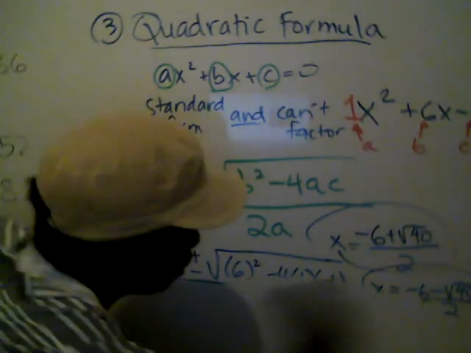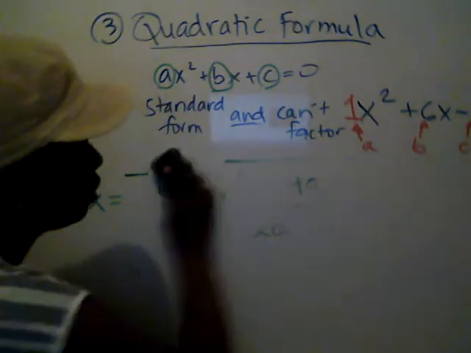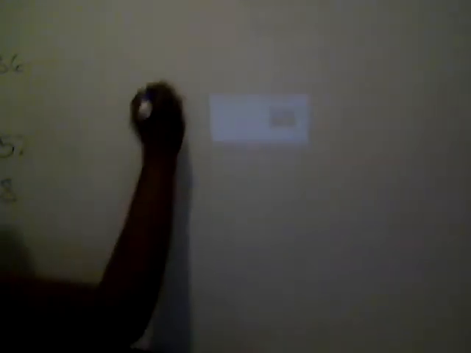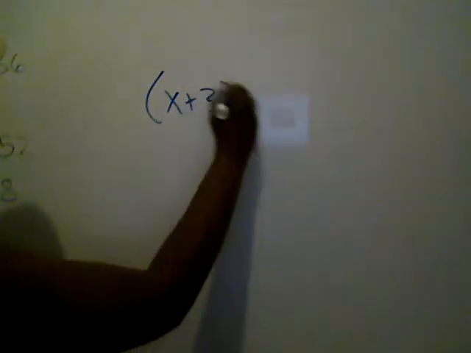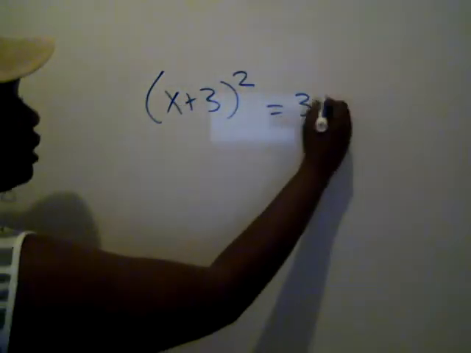All right, so let me show you two other examples. These are a little more on the tricky or difficult side in case your teacher wants to give you ones that are a little trickier to deal with. So let's say you're given the equation (x plus 3) squared equals 36.